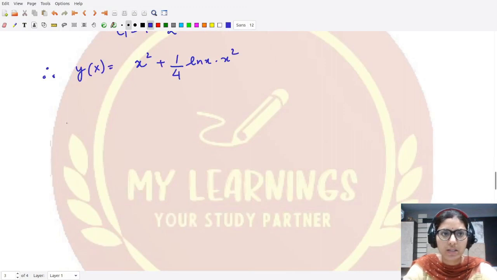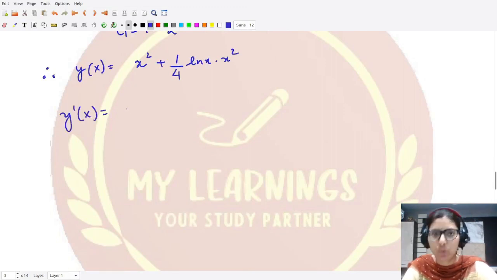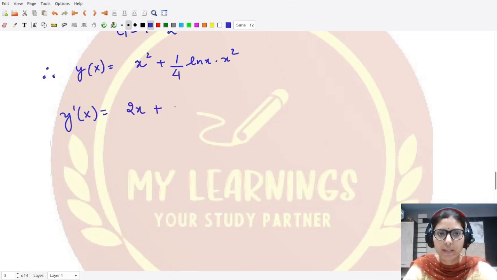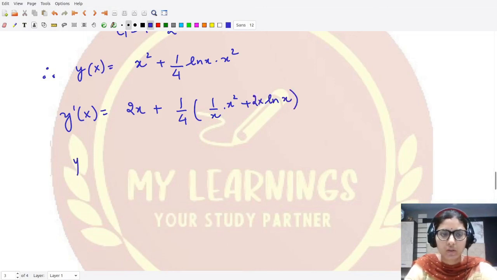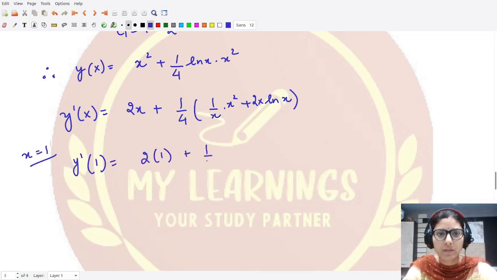And in the question they are asking for the value of the derivative evaluated at x equal to 1. So let's compute its derivative. That's simple: 2x plus 1 by 4 times, as such, the derivative of log x is 1 by x, times x square, plus log of x times the derivative of x square, which is 2x. So what is y dash of 1? You have to substitute x equal to 1 here. So you have 2 into 1 plus 1 by 4.